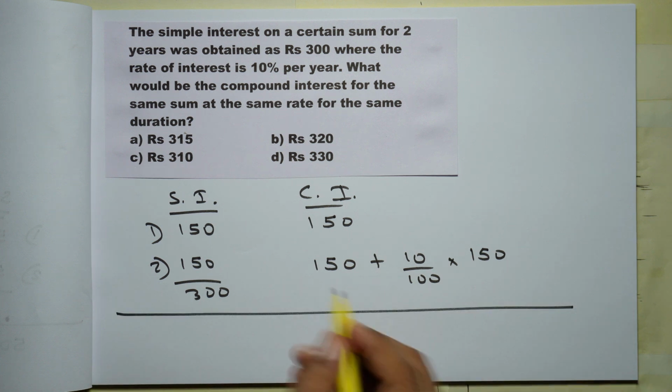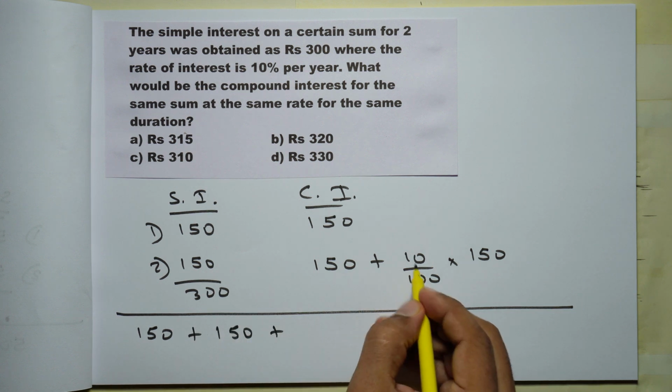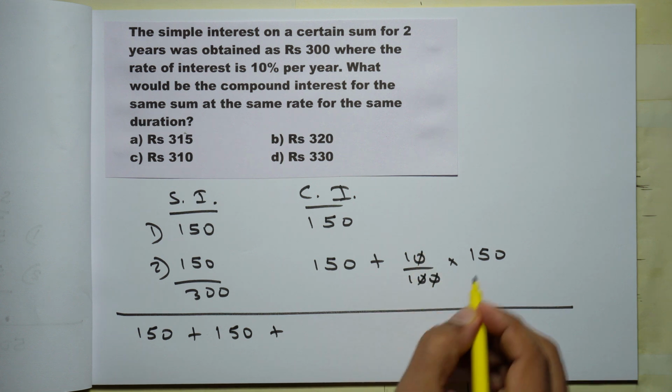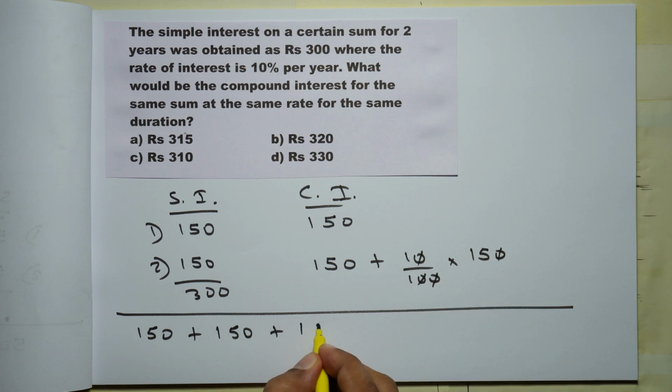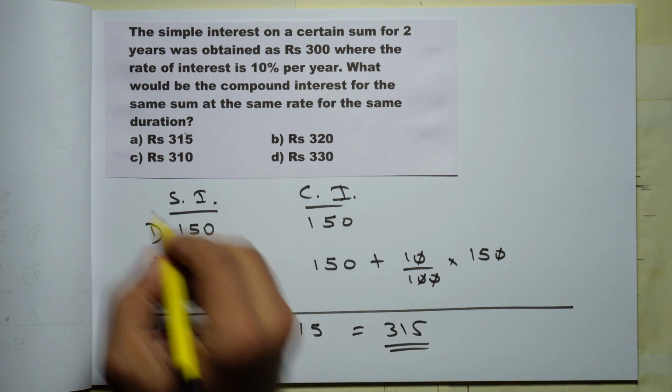We'll just calculate that. First year's compound interest is 150. Second year's compound interest is 150 plus 10% of this 150. I'll cancel out the zeros. So this you will get as 15. So compound interest for 2 years is 150 plus 150, 300, plus 15 gives you 315. That is the compound interest for 2 years. 315, option A.